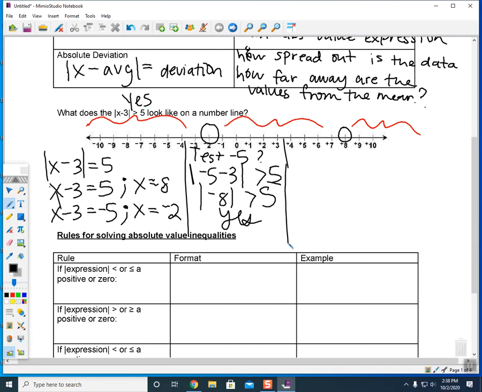The next point I'm going to test is 0. 0 is a good number to test if you can, because zeros are really easy to work with, right? So if I'm going to test 0, I have to try to recalibrate this here. I don't know why it's being weird.